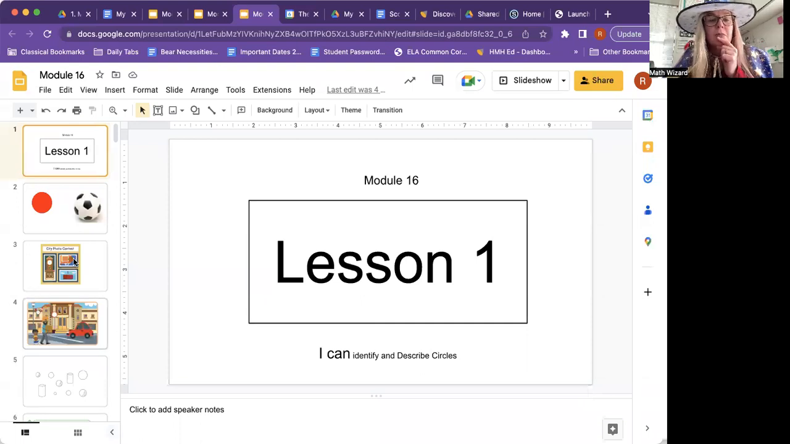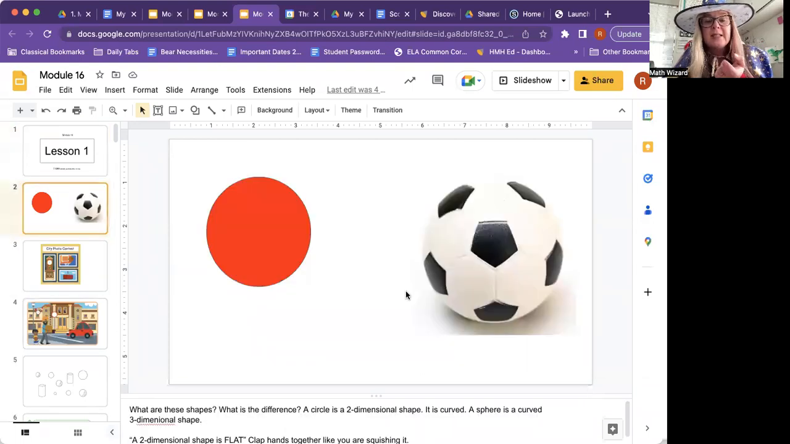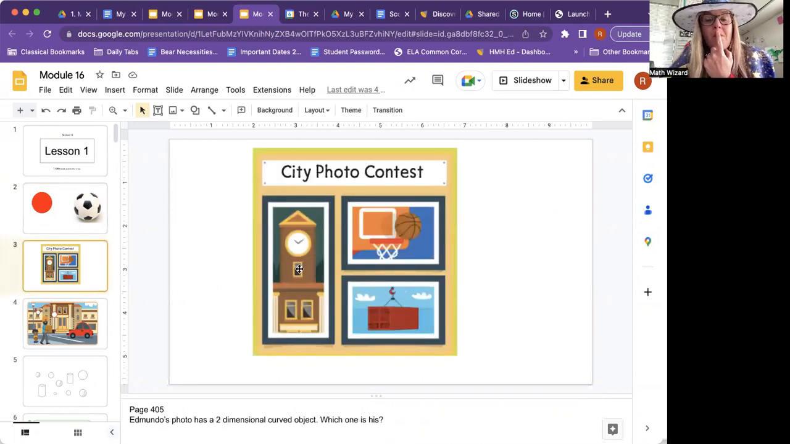So do this with me. 2-dimensional, 2D, 2-dimensional means flat. Okay, so that's what we're working with this unit. So today we're going to learn how to describe a circle using math words. All right, so first of all, like I said, this is a 2-dimensional flat, and this is 3-dimensional. It is a ball, but what do we call that 3-dimensional shape? Do you remember? It's a sphere. Yes.